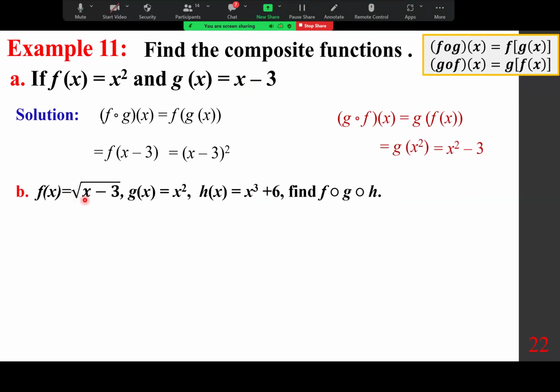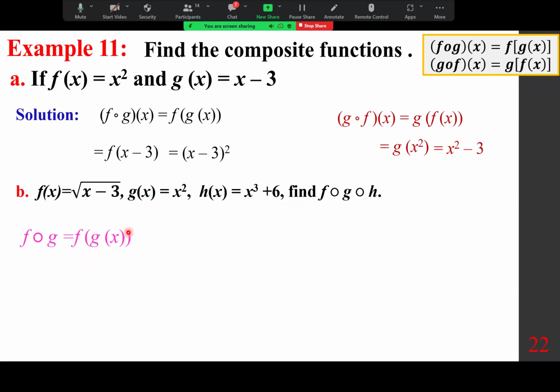Now, f of x is the square root of x minus 3. g of x equals x squared. h of x is x cubed plus 6. Find f of g of h. First, let's find f of g, or f of g of x.